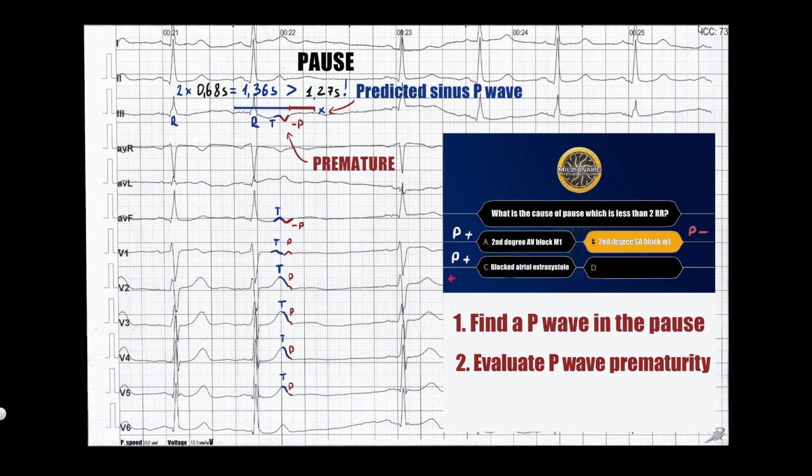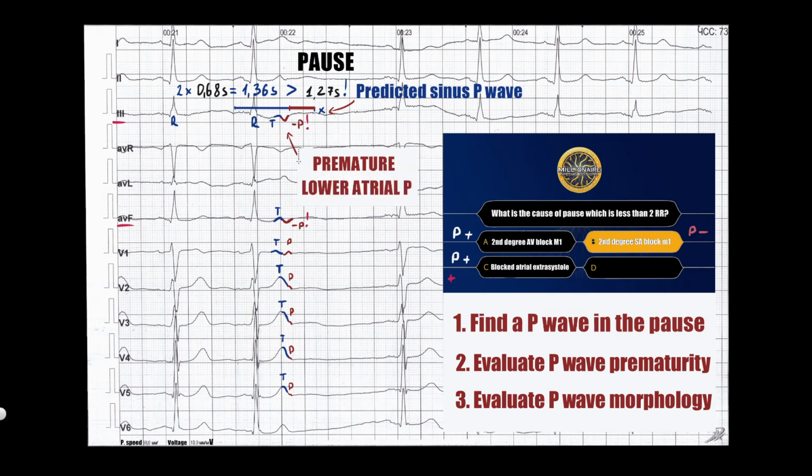And the last step for confirming the premature origin of the P wave is evaluation of P wave morphology. If the P wave is negative in third standard lead and AVF, this P wave has lower atrial origin. As a result, second degree AV block is the wrong answer, and blocked atrial extrasystole is the correct answer.